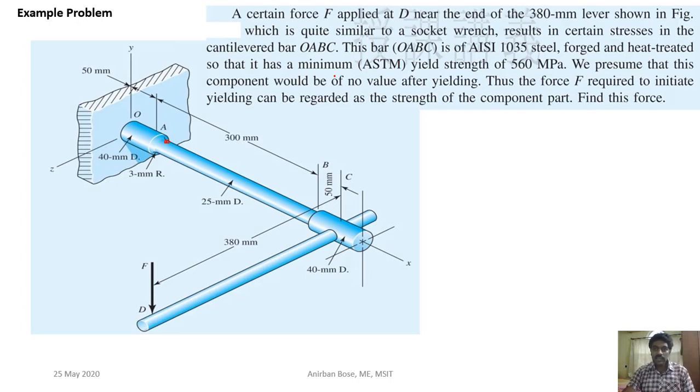And it is known that it has a minimum yield strength of 560 megapascal, and it is AISI 1035 steel, forged steel, so it is a ductile material, and you see the yield strength is 560. That means the yield strength in tension and compression are the same. Okay, so we can use either maximum shear stress theory or distortion energy theory. So we will apply both and we will see the results.